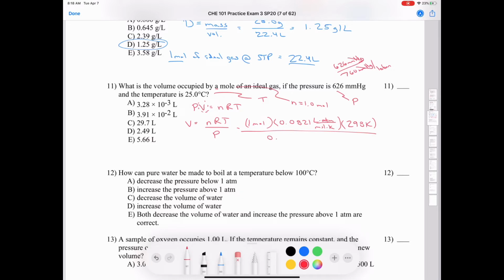And that gives us 0.824 atmospheres. And you can see that my units all cancel out. So my atmospheres cancel, my temperature cancels, and the number of moles cancel, and I end up with a volume. So the volume that I get is 29.7 liters, which is C.